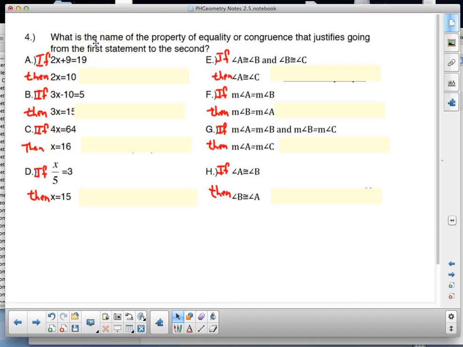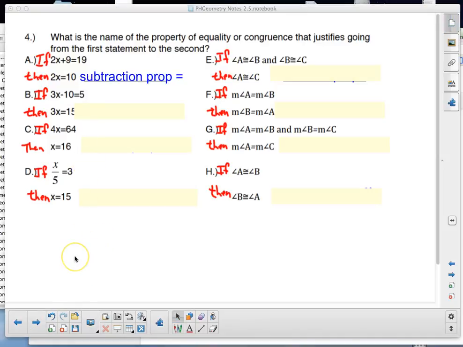What is the name of the property of equality or congruence that justifies going from the first statement to the second? So in order to go from this statement to this statement, what happened? And I want you to come up with a reason. Well, 9's no longer on both sides. I took it away. Oh, I subtracted. So this is subtraction property of equality. That's what you're going to do. Fill in the rest and we'll talk about it.